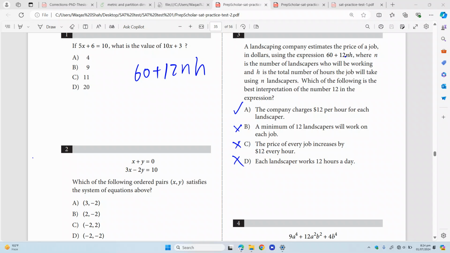So if you put the number of landscapers N, like N is 10, and then H, it will be 10 multiplied by H multiplied by 12, so it means that for every landscaper there is 12 per hour plus the initial cost of $60. So A is the correct option. I hope it's clear.